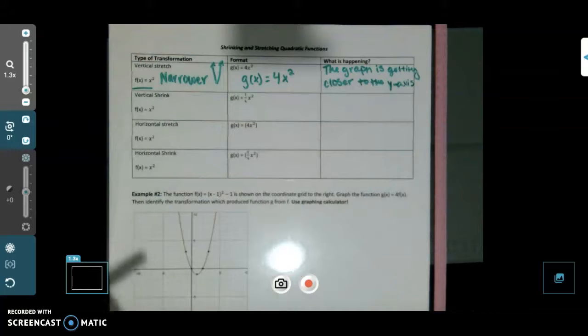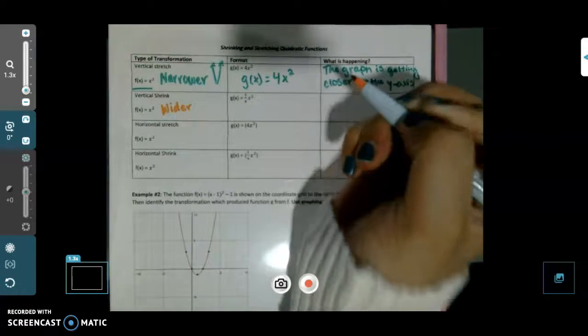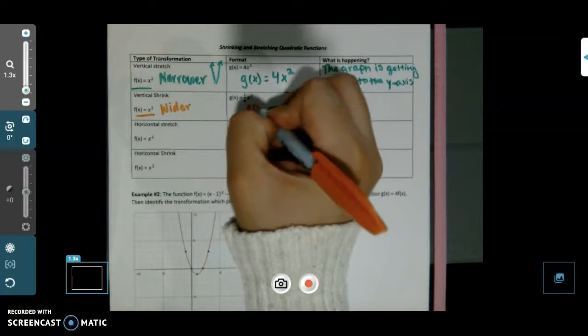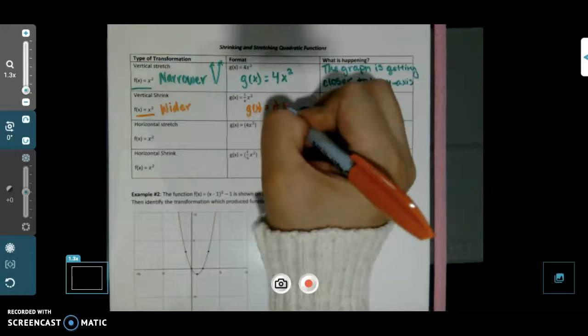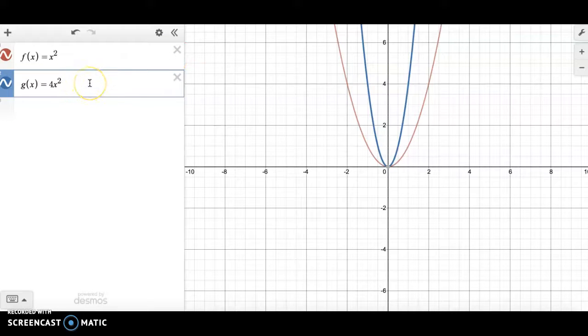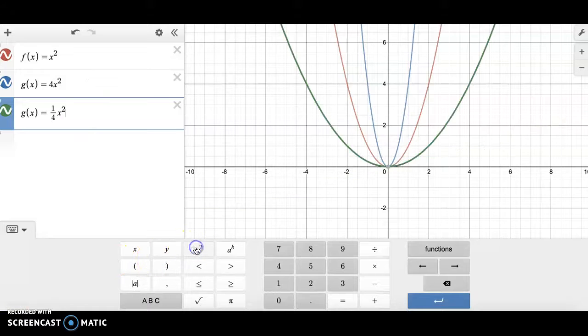Now the vertical shrink. Vertical shrink, it's going to be getting wider. So let's go ahead and write wider, okay? And we're still using that same original function. Let's go ahead and rewrite our parent function. g of x equals 1/4 x squared, okay? Now let's hop onto Desmos and look at that, okay? So I still have my parent function of 4x squared, so let's keep that on there. And then I have g of x equals 1/4 times x squared.